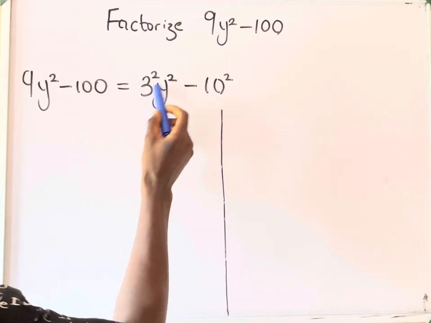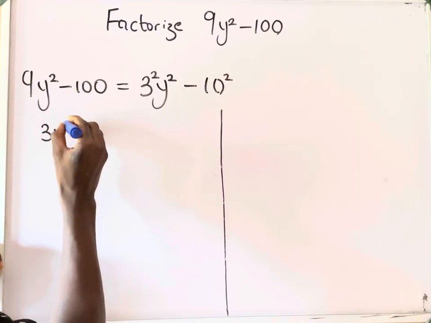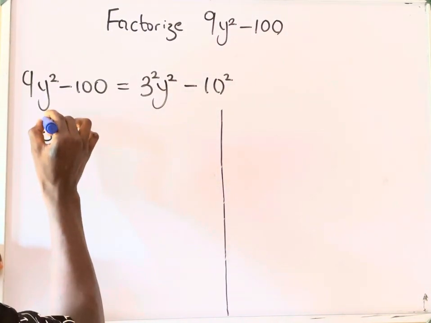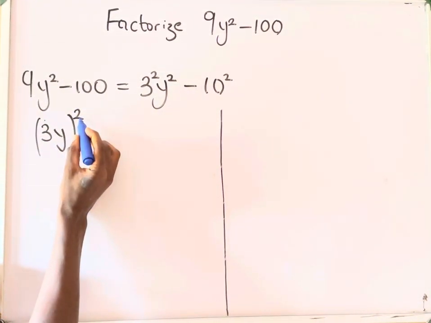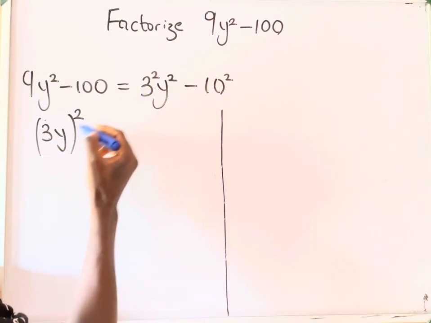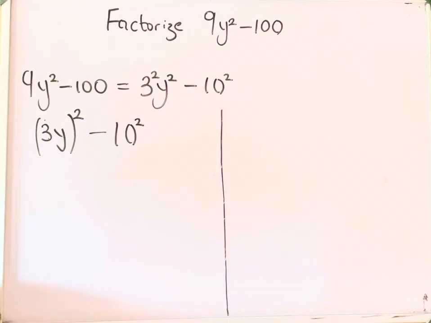Now, square is common to these two. I can now have 3y squared, but this 3y should be in brackets. Reason: this square now is for this 3 and also the y. So I brought it inside. Minus 10 squared. Very good.